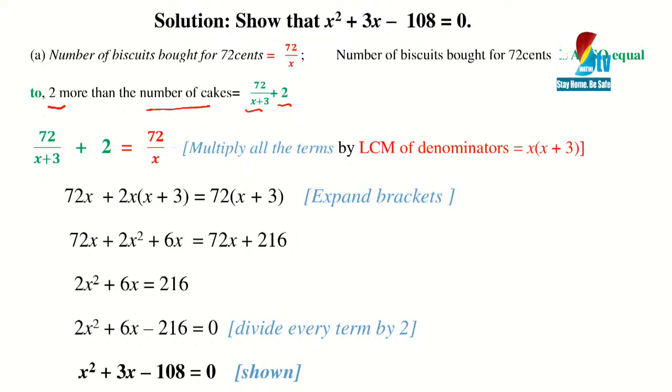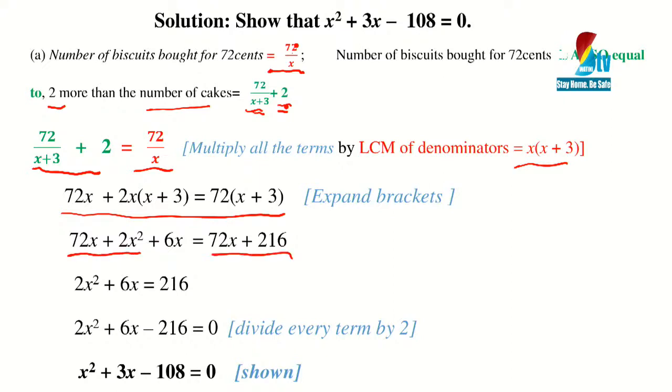So now the number of biscuits is 72 over X. The number of biscuits can also be expressed as the number of cakes plus 2. So then we equate the two, the number of biscuits given by this expression and the number of biscuits given by that expression. So our equation will be this is equal to that. Then we multiply by the LCM to remove the fraction, which is going to be x times x plus 3, which is going to give us this. Then expanding the bracket, we are going to get this expression.